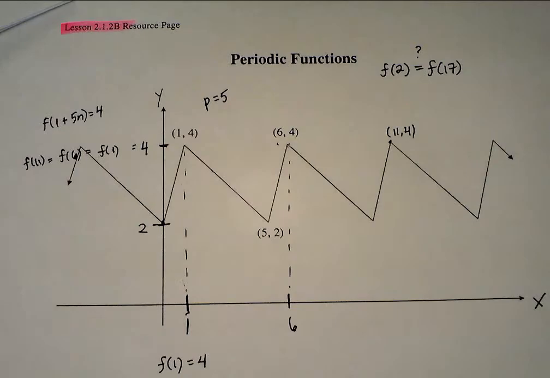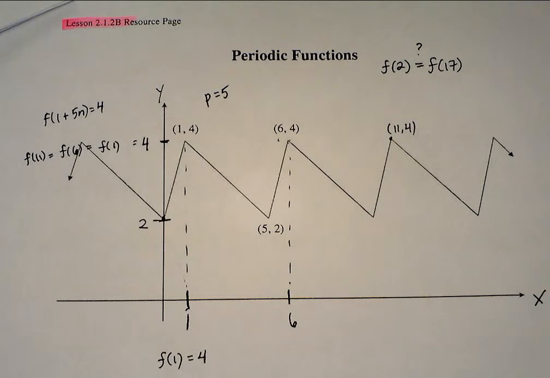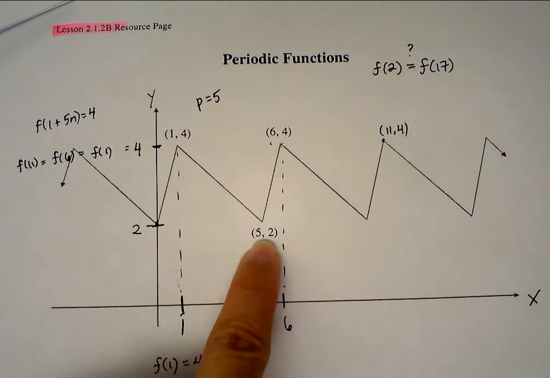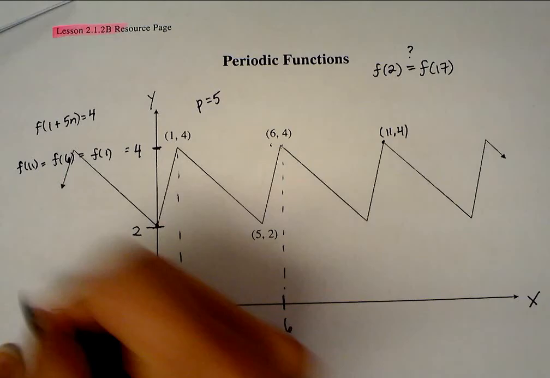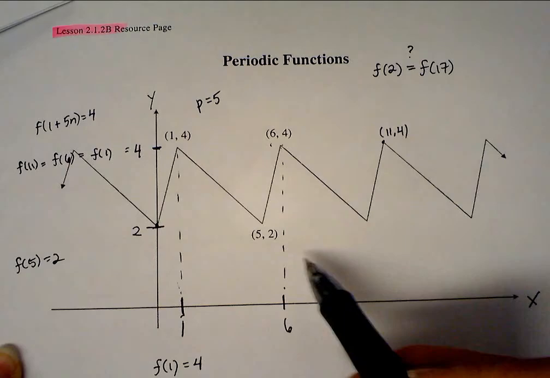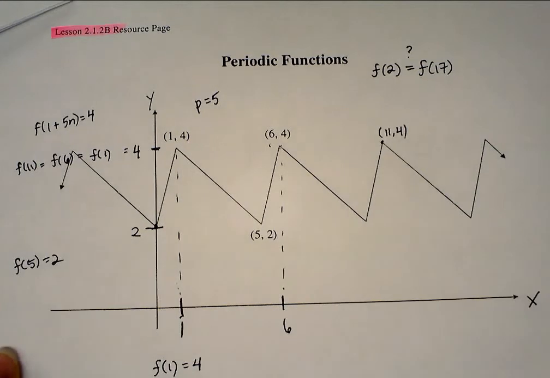I'm just trying to make sure you guys understand how this works. What about using this one? How can I write it? f of what equals what? f of 5 equals 2, because when I input 5, my output is 2. Now that you get me, let's talk about f of 2.